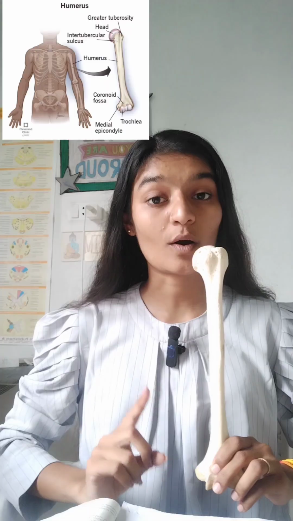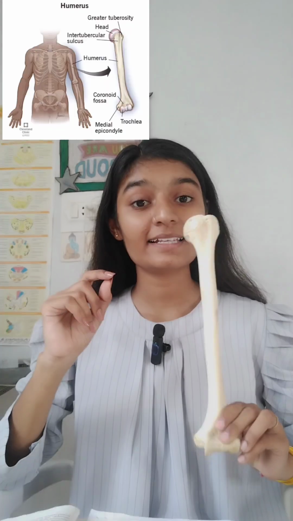First is the introduction of the humerus bone. The humerus is the bone of the arm and it is the longest bone of the upper limb. Second is side determination. Side determination is very important for the viva. In the viva, the external examiner asks the first question: which side of this bone is it? Tell me.